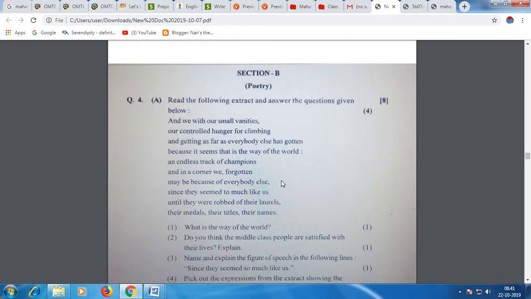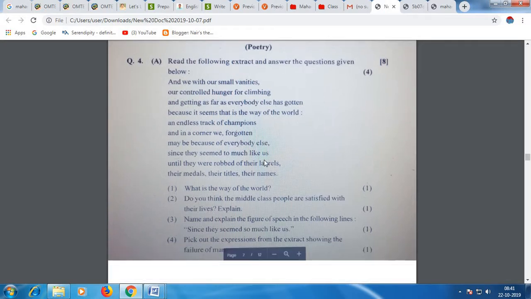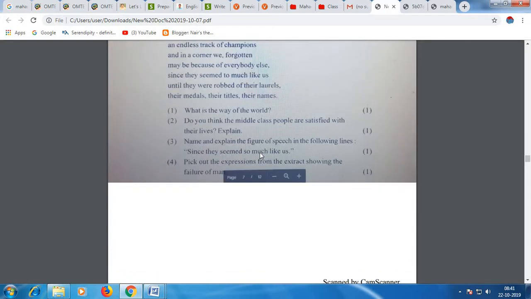Now section B. It is from poetry, that is Seen Poetry, which is in your course. An extract from that is given here: "that we with our small vanities are controlled, hunger for climbing." You can see what this poem is, Suburbs by Pablo Neruda.